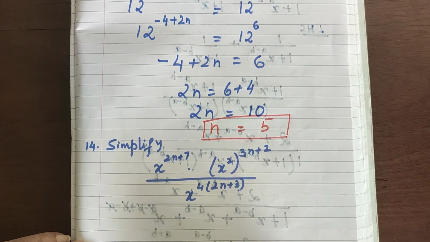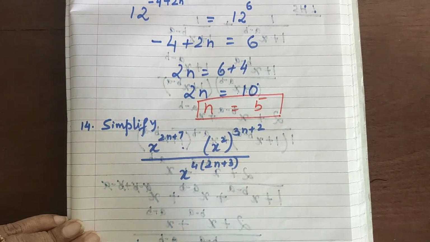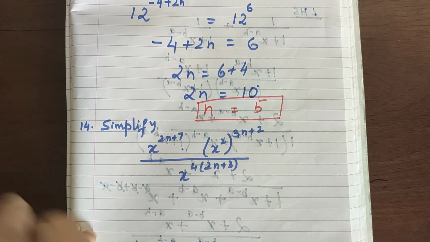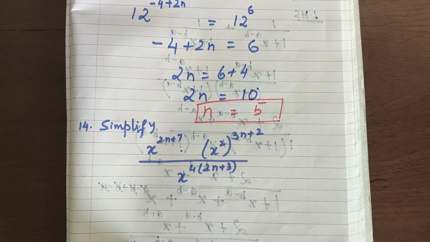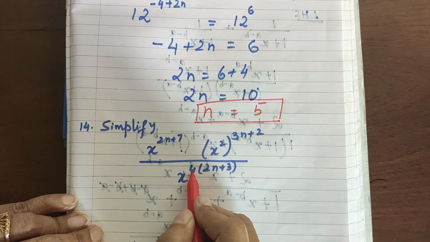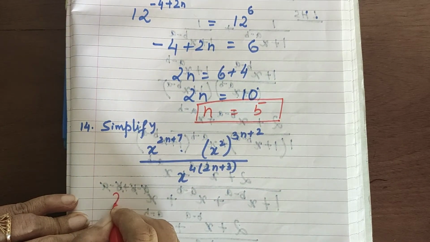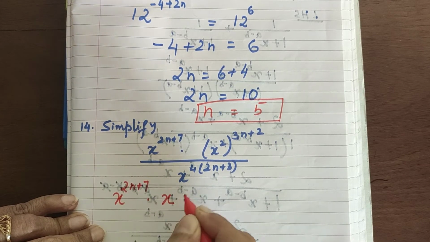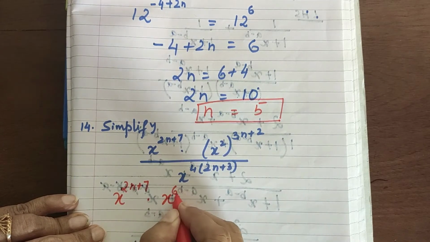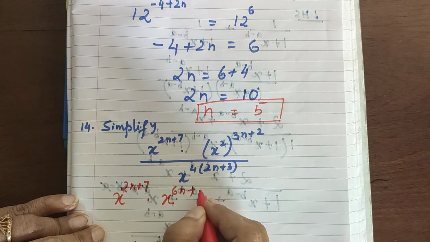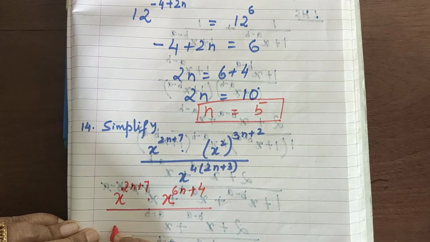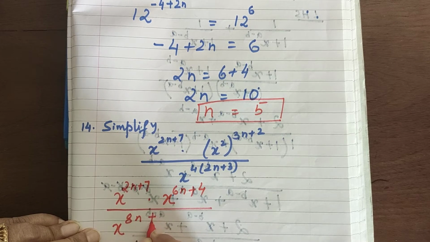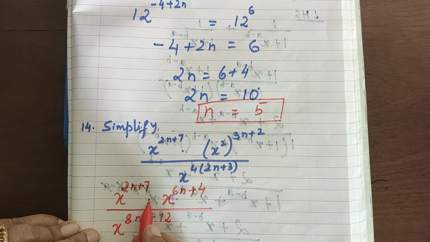Question number 14 says simplify. So let's start with it. First, in the numerator you can multiply, and in the denominator you can open the bracket. So it is x raised to the power 2n plus 7 multiplied by x raised to the power 2 into 3 is 6n plus 2 into 2 is 4 upon x raised to the power 4 2s are 8, so it is 8n plus 4 3s are 12. These two you can add because there is a multiplication sign.